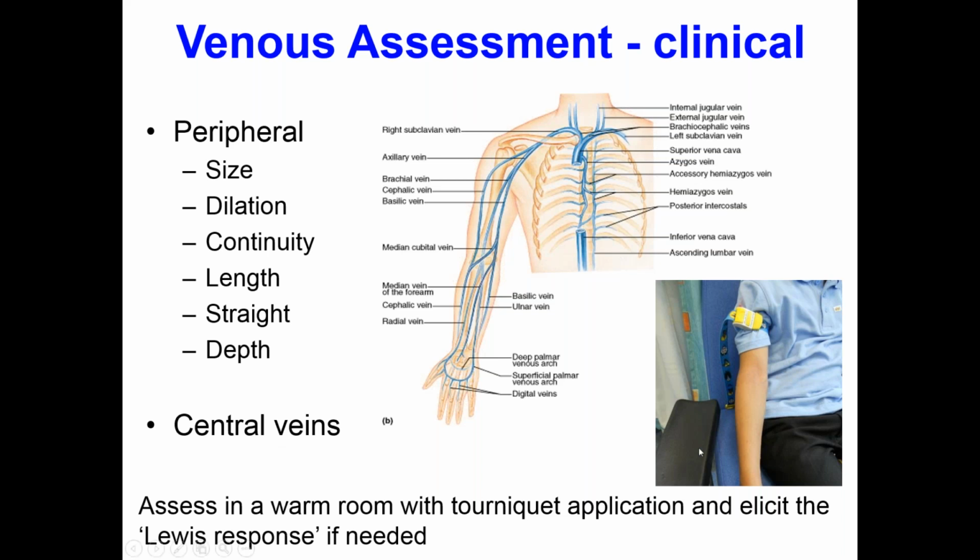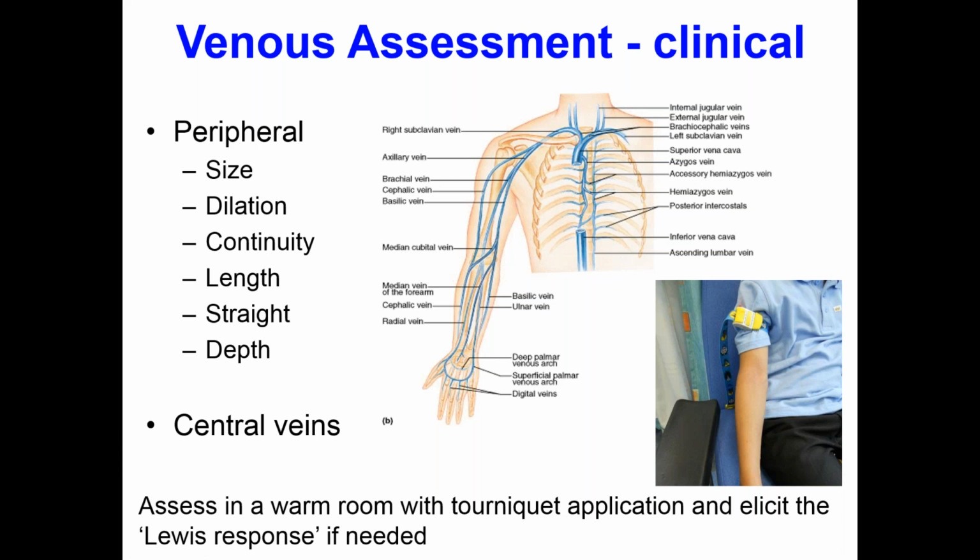So here, the assessment is done with the patient in a warm room. It's important. You don't want peripheral vasoconstriction. You then check by applying a tourniquet to make the veins as prominent as possible, and then elicit the Lewis response, which is basically rubbing the skin overlying the veins to increase the temperature, and then you see the veins popping up more prominently.